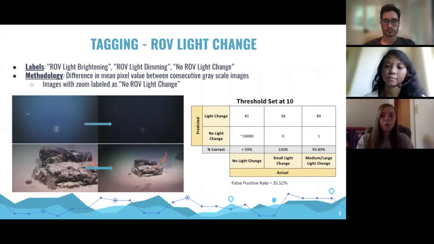But one thing we noticed while doing this is that changes in zoom are often calculated as also changing brightness, since the ROV is zooming in and out of light often. You can see this in the images shown, where in the top two images, the ROV light is dimming, but in the bottom image, the brightness in the image is reduced due to zooming out. In order to account for this, we labeled images that had zoom as having no ROV light change.